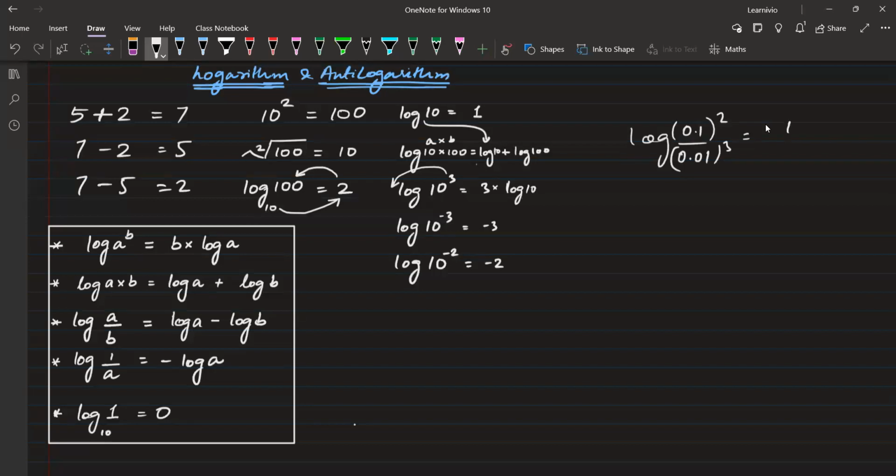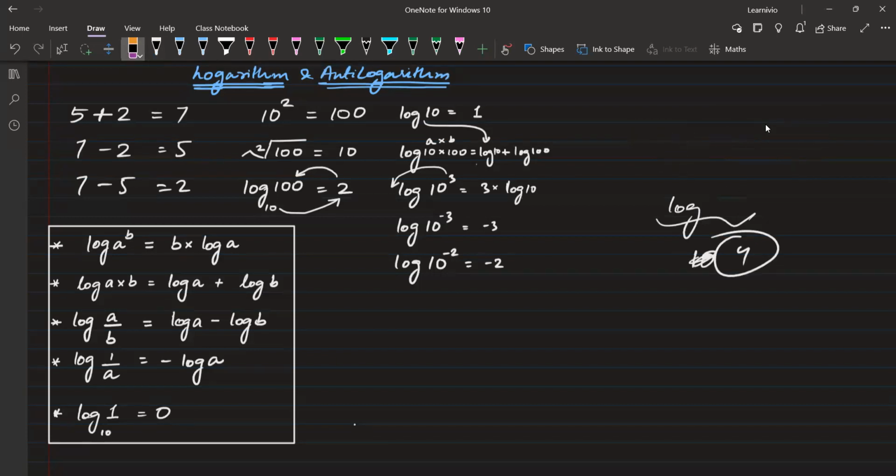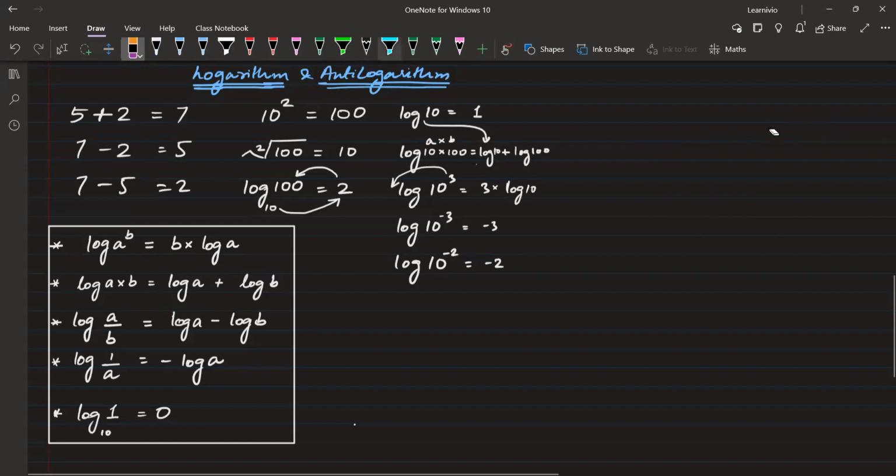So 10 to the power minus 1 into 2 is 10 to the power minus 2. This is 10 to the power minus 2 into 3, 10 to the power minus 6. It is basically log of 10 to the power minus 6, which will be minus 6, and the minus sign will make it 4. So log 10 to the power 4, you have understood this completely, how much will it be? It will be 4. Okay, so this type of calculation will be there in the board examination. Like those questions we are going to see, don't worry about that.